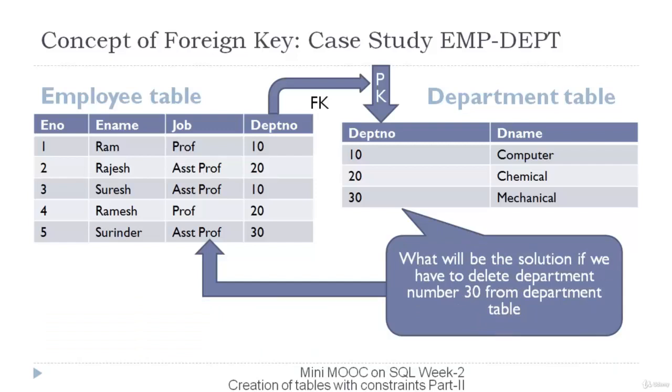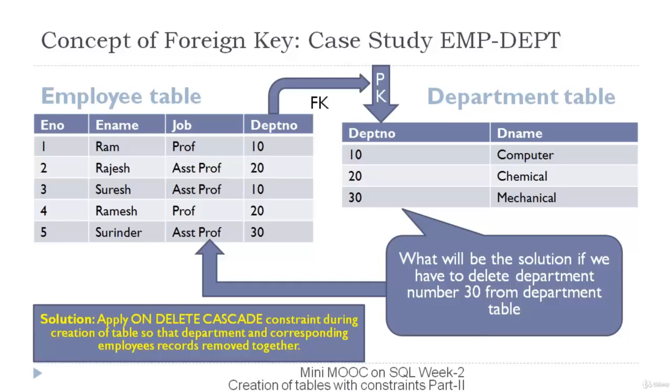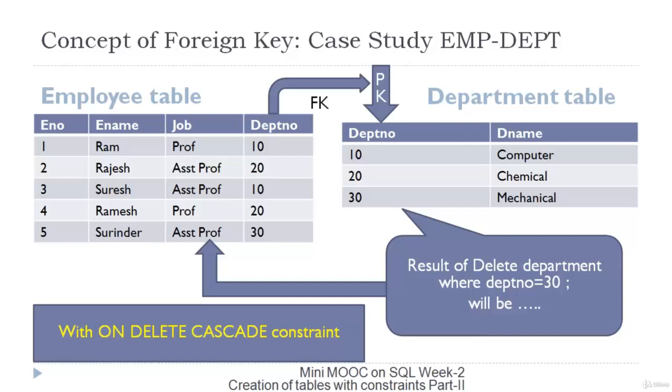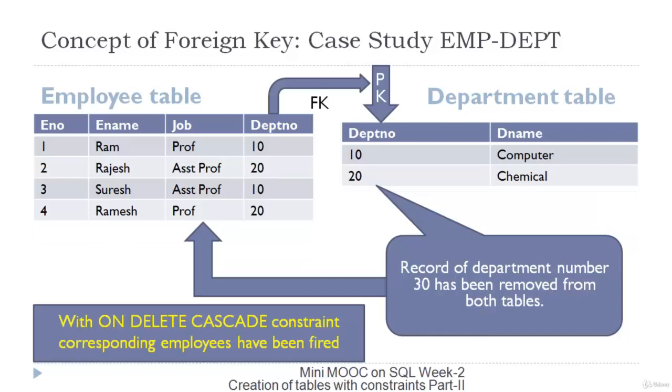But what will be the solution if we have to delete department number 30 from the department table? Then the solution is the on delete cascade constraint, where department number 30 will be removed from both the department and employee table at the same time. So if we issue this statement with the on delete cascade constraint, then department number 30 will be removed from the department as well as the employee table. It means if a department closes, then the corresponding employees will be fired.